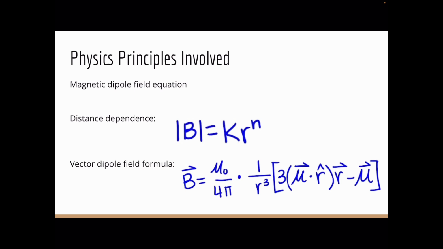This lab was based on the magnetic dipole field equation. The field strength follows a power law with distance, generally decreasing because of the 1 over r cubed. The full vector form of the dipole field includes both direction and magnitude and is especially important when the observation point is not directly on or perpendicular to the dipole axis.